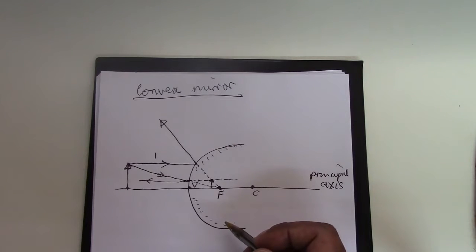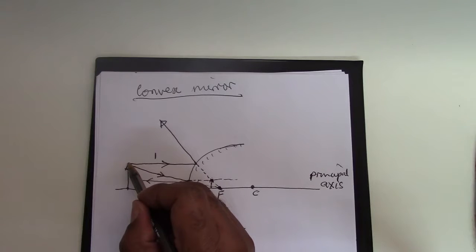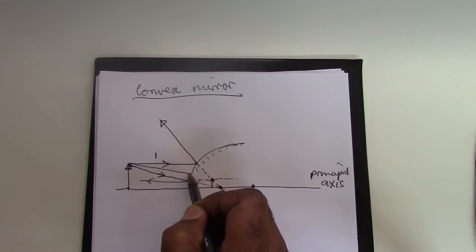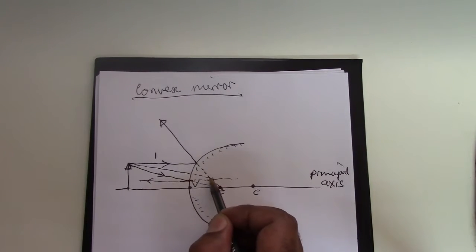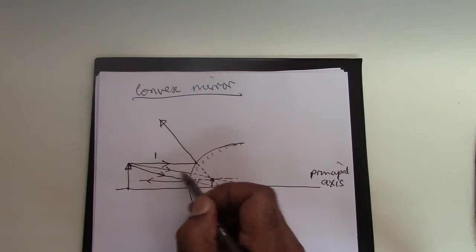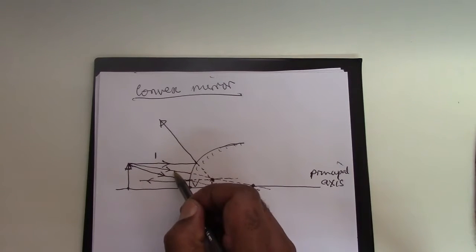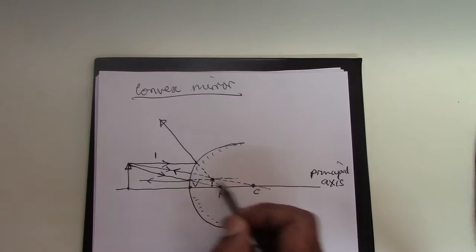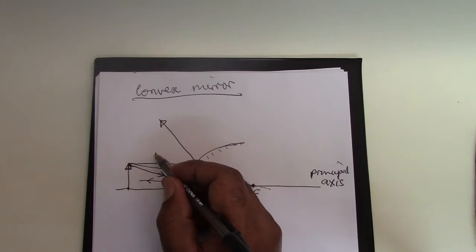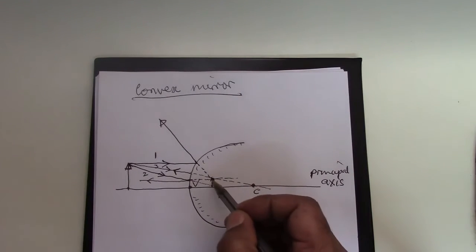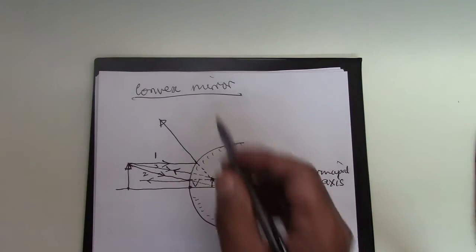Now you can also use another ray that comes from the top of the arrow, and it travels along the line that joins the center of curvature. Such a ray, when it strikes the mirror surface, is reflected backwards along the same path. So when you extend the reflected ray backwards, you find that it also crosses at the same point where the other two rays have been crossing. So we have one, we have two, we have three. These are the principal rays that are used to locate the position of the image in this convex mirror.